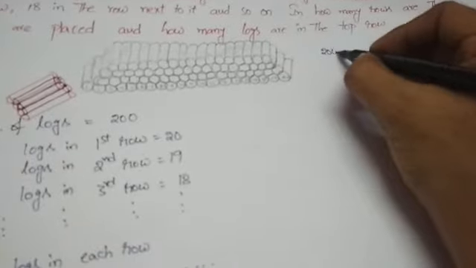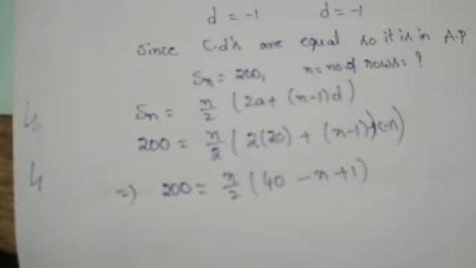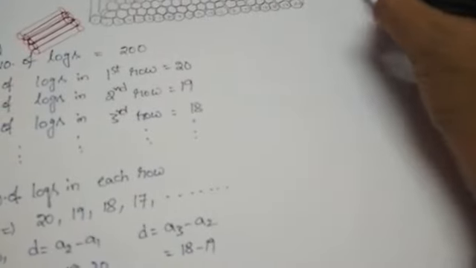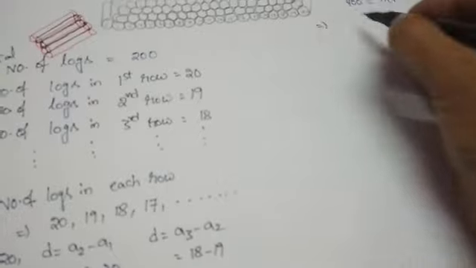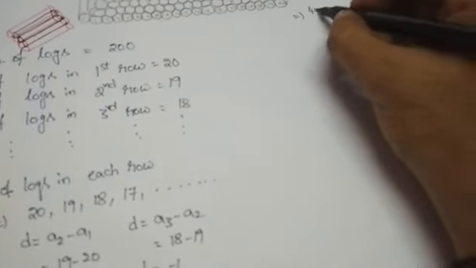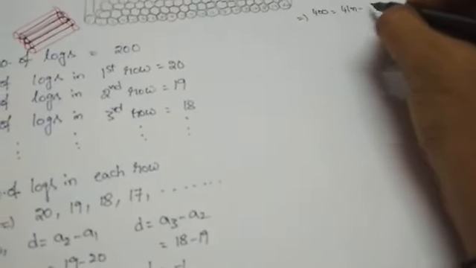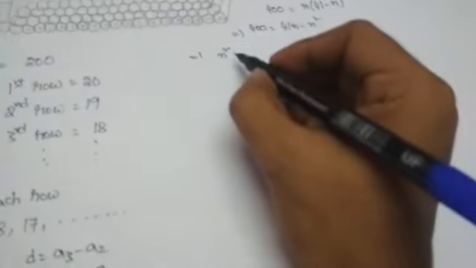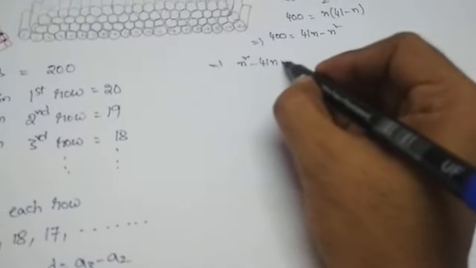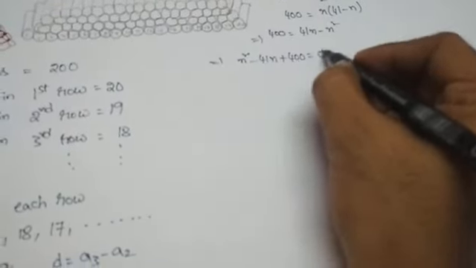So 200 is equal to n by 2 into 40 plus 1, 41 minus n. So I'll substitute here, 400 is equal to n into 41 minus n. That implies 400 is equal to 41n minus n square. I'll take every term to this side: n square minus 41n plus 400 is equal to 0.